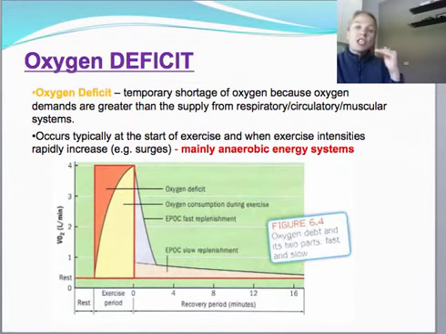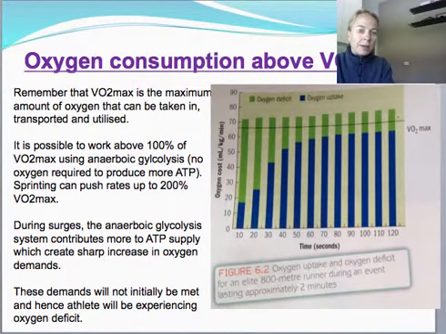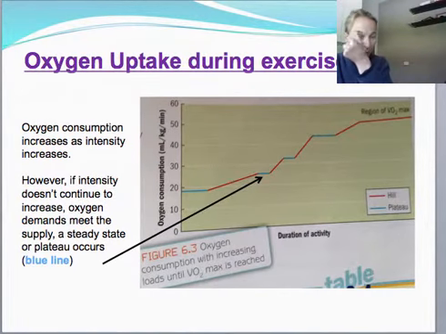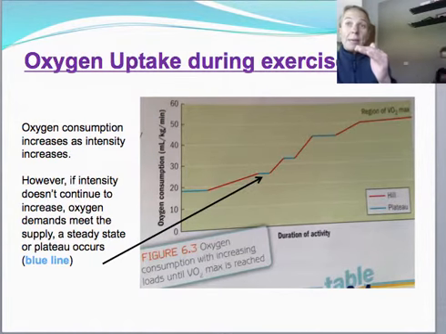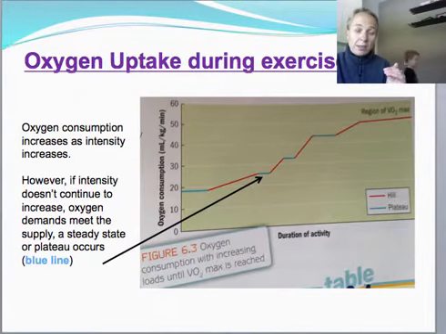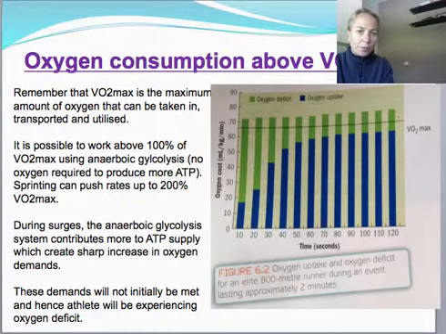Now, this doesn't just happen at the beginning of exercise, although it primarily does. It also happens when we surge. I'll jump back to the previous graph. As you can see by the red, this is when an athlete is, say, going up a hill. We're experiencing oxygen deficit because our supply is not as great as our demands.